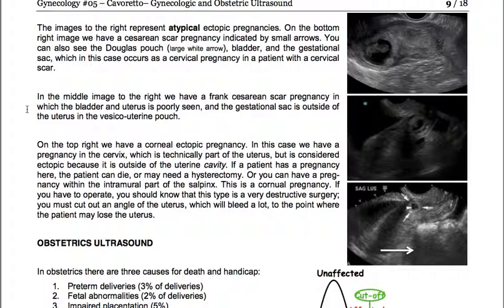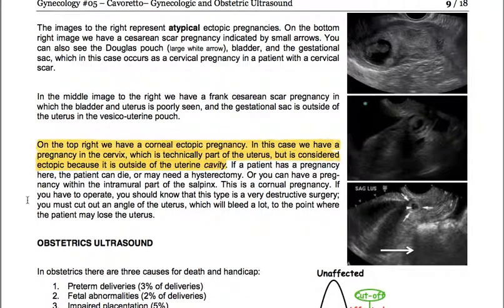On the top right, we have a cornual ectopic pregnancy. In this case, we have a pregnancy in the cervix, which is technically part of the uterus, but is considered ectopic because it's outside of the uterine cavity. If a patient has a pregnancy here, the patient can die or may need a hysterectomy.